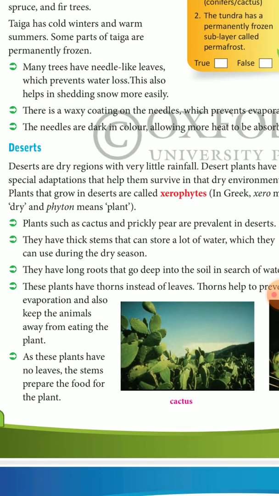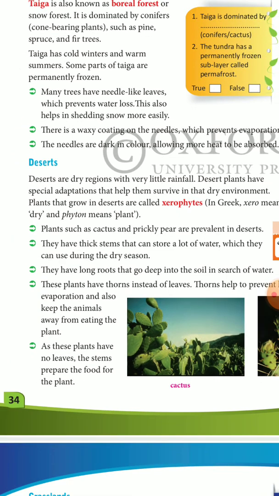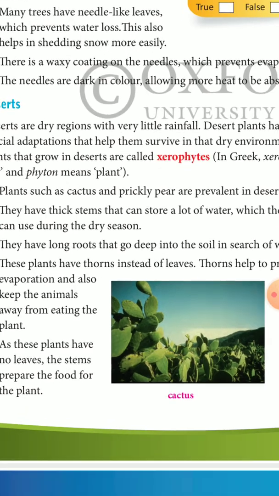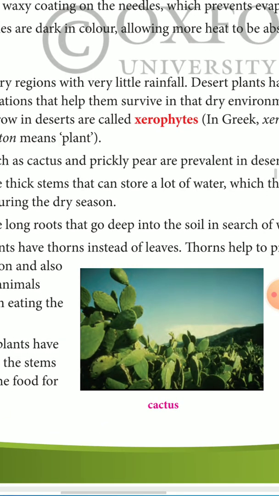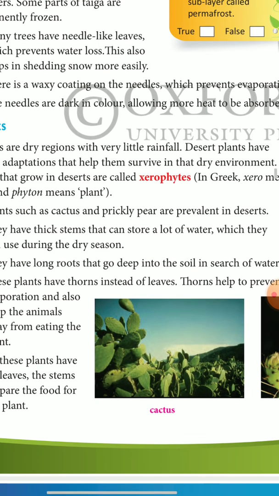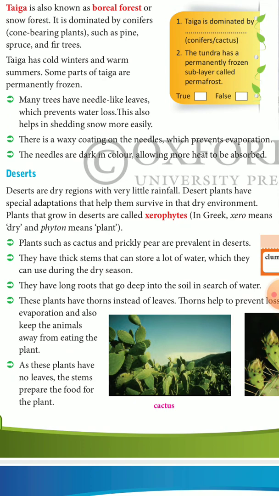Now coming to the first adaptation. Mostly the plants that grow here are cactus or prickly pear. Why? Because these plants have some special features. They have a thick stem. If you have observed, you can see a cactus here. These cacti don't have many leaves. The leaves are converted into spines. Why? To reduce the rate of transpiration, to save water. The leaves are converted into needle-like structures.